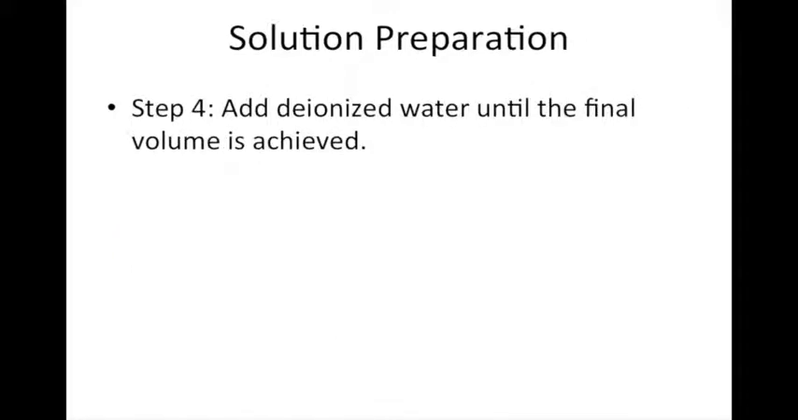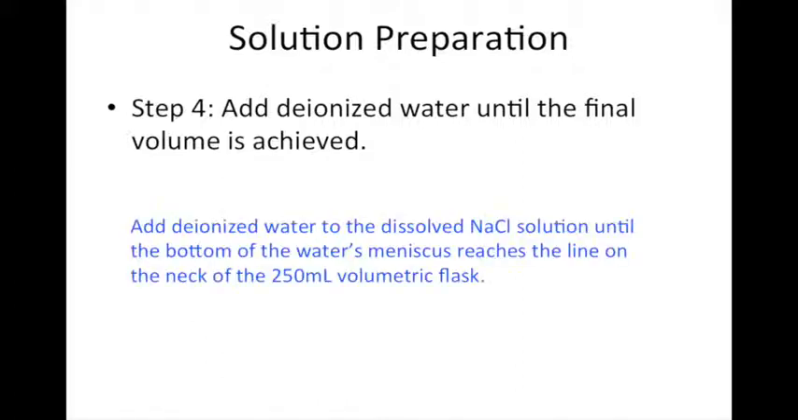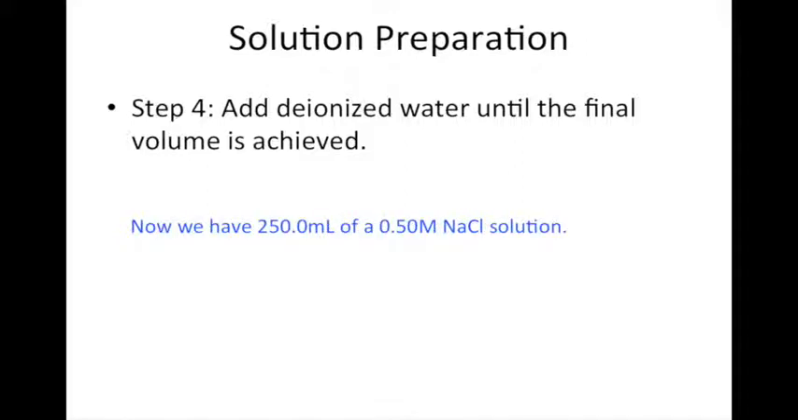Now, once all of your solute has dissolved, you continue to add your solvent, in this case water, until you've reached the 250 milliliter volume. So for our solution, we would add deionized water to our sodium chloride solution, and we would continue to add DI water until the bottom of that meniscus reached the 250 mL mark on our volumetric flask. Then we would know that we have exactly 250 milliliters of solution, and the molarity, since we used 7.3 grams, would be 0.50 molar.